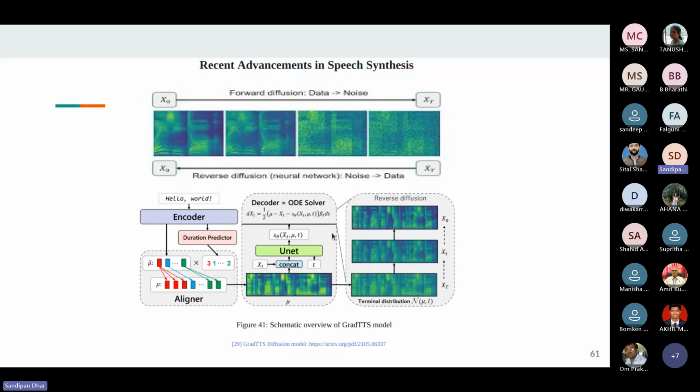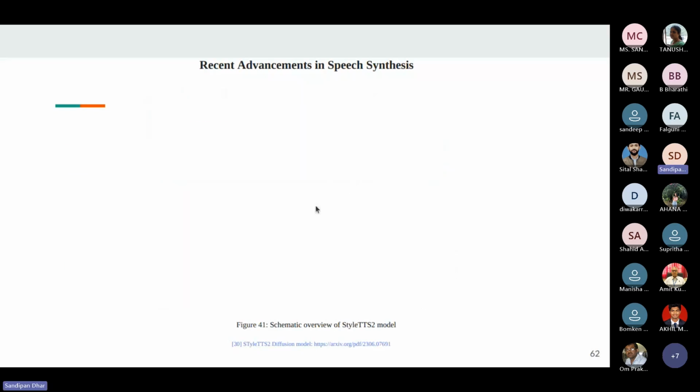So once we have this average mel spectrogram, then this xt is a t-th noisy representation of the actual mel spectrogram, and t is the time instant. All this information goes to the U-Net, so it is basically working as a decoder. I've already explained why we call it a decoder, because we can relate it more to the variational autoencoder or autoencoder. Then based on this ordinary differential equation solver, we can denoise the spectrogram and get the desired mel spectrogram, which is very similar to the target one. And this is how GRAD TTS works.